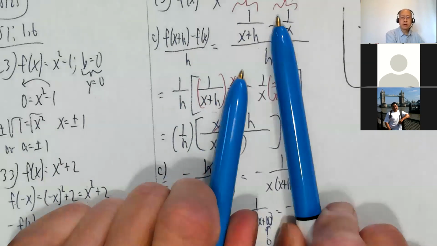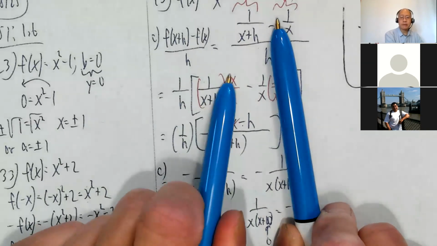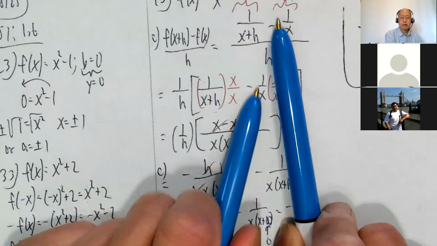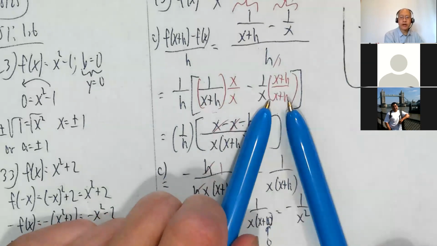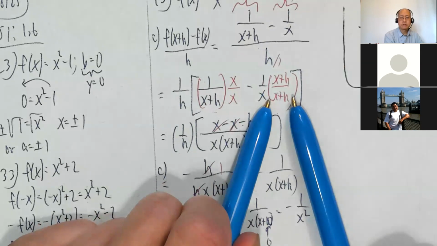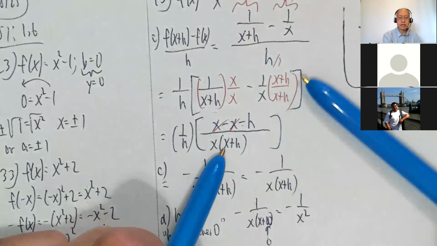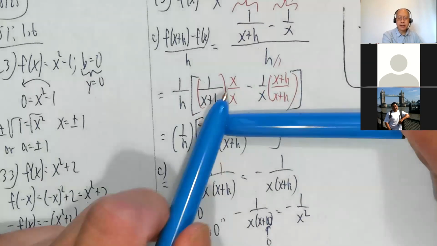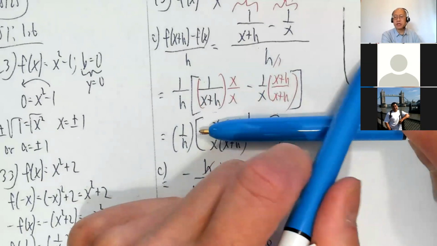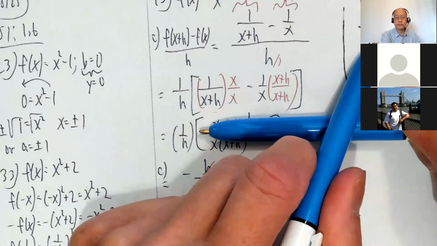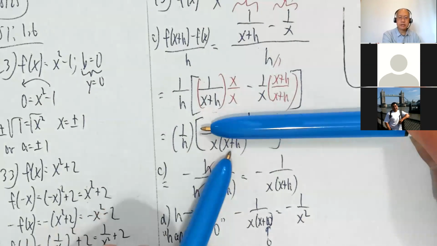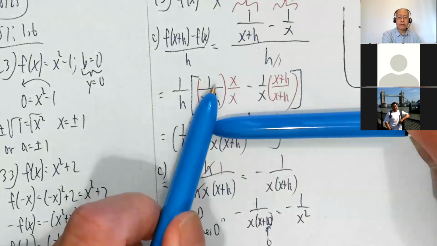Over here, this fraction I multiply by x over x. Multiply this one by x plus h over x plus h. Which means my common denominator is now x times x plus h, right? That times that. That's just like over here. The common denominator is 7 times 5, 35. Common denominator is x times x plus h. Okay, so I work out the top.